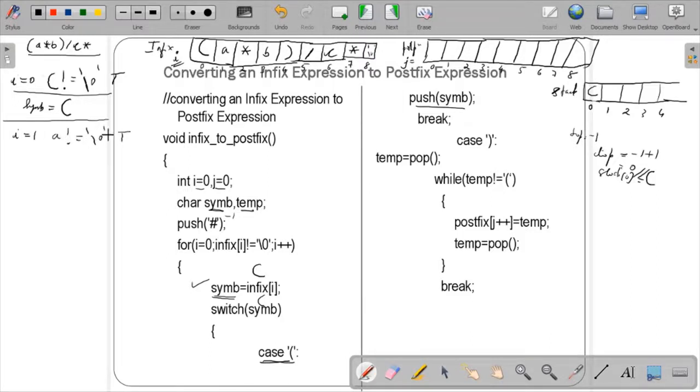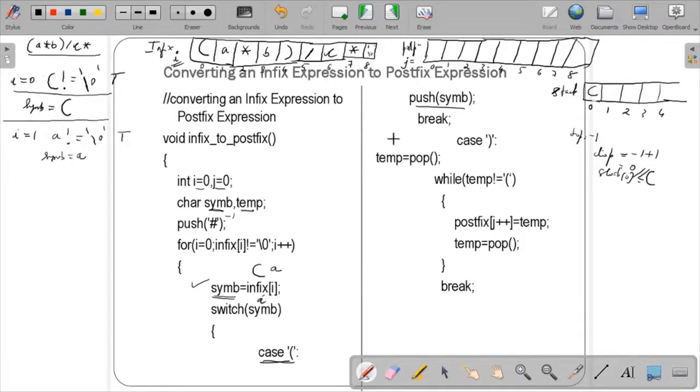It is true. If that is the case, what should happen? Sim is equal to infix of I. What is there now? Your sim is no more this. It is A. So what is happening now? Sim is replaced with A. Now A will be there in sim. Switch A. Switch A means what? You should check wherever you find the cases of A. You will find the cases of A. So it is A over here.